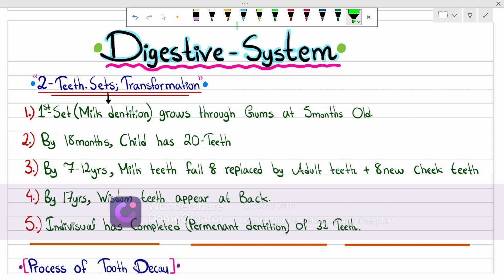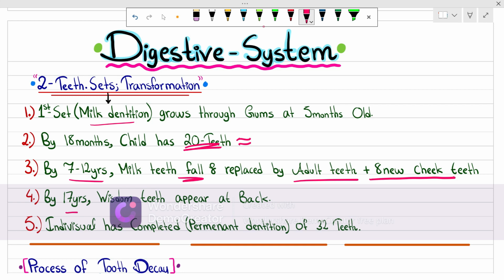Teeth transformation. So first, we have milk dentition. Milk dentition is the milk teeth that grow at the gums at 5 months old. After 5 months, once the child has reached 18 months, the child has developed about 20 teeth approximately. By 7 to 12 years, milk teeth fall and they are replaced with adult teeth and 8 new cheek teeth.